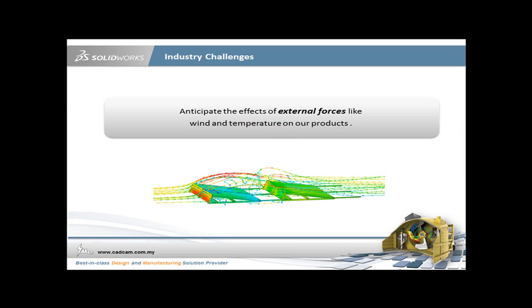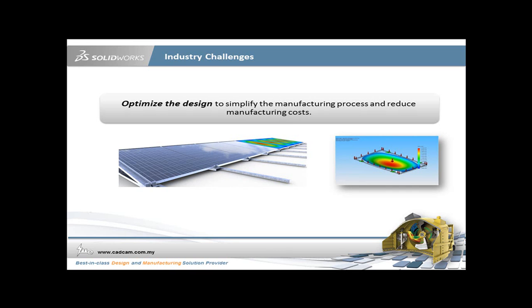Some of the examples that challenge the energy, process and utilities industries are that they would like to predict the effect of external force acting on their product, for instance, wind and solar radiation. They want to find engineering solutions to estimate the product strength under this external force in a more cost-effective manner. They also want to find solutions to optimize the design, to simplify the manufacturing process and reduce the manufacturing cost.